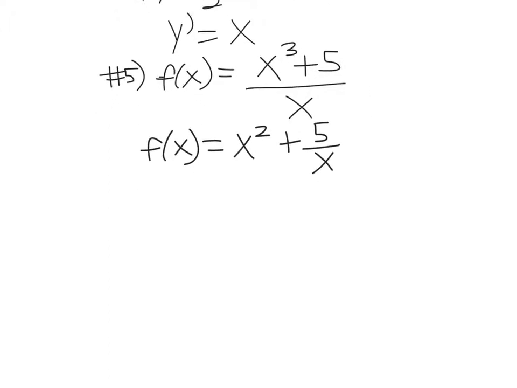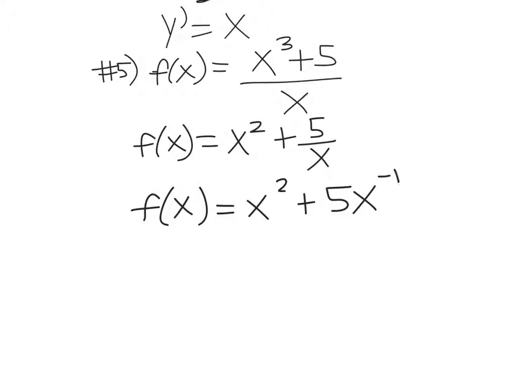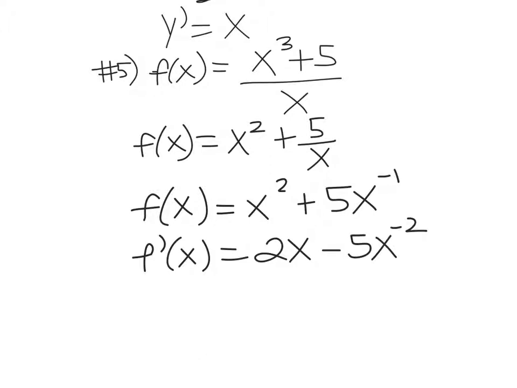And then you look at that and you go, now I have to use quotient rule here, but you don't. Because this is the same thing as 5x to the what? Negative 1. You don't have to use quotient rule at all. So if I take the derivative of this, I would go 2x minus 5x to the negative 2. Don't forget to subtract 1 off, which is 2x minus 5 over x squared. I didn't use quotient rule one time, not at all.